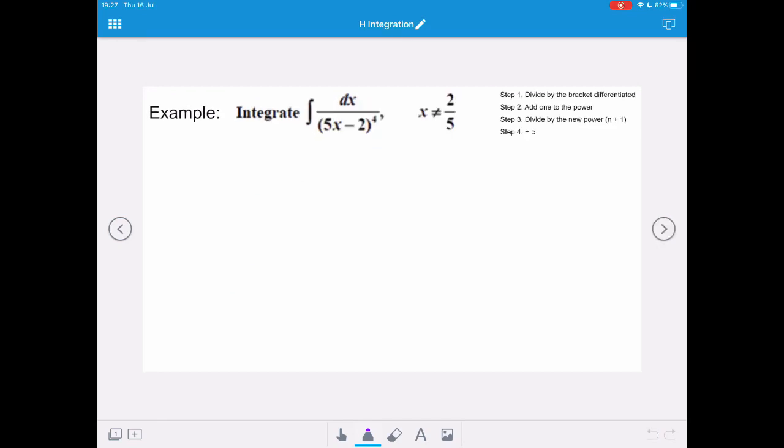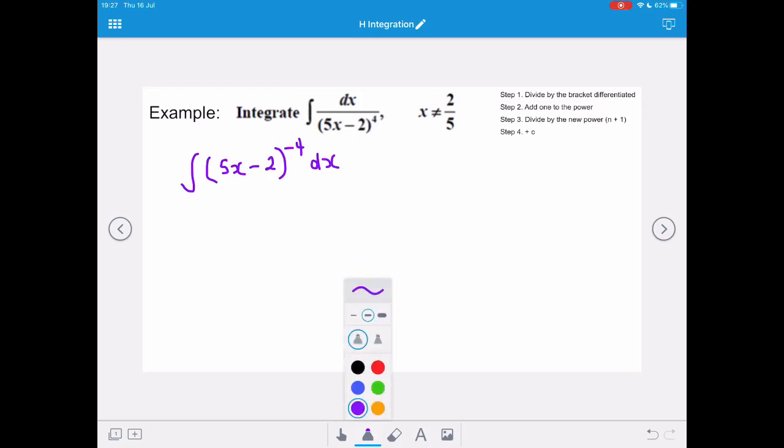Our second example, we want to integrate 1 over (5x minus 2)^4 with respect to x. Now we have a limit on our domain. x cannot equal 2/5 because we cannot divide by 0. Now we need to put this into an integrable format. So that (5x minus 2)^4 on the denominator becomes (5x minus 2)^-4, which we're going to integrate with respect to x.